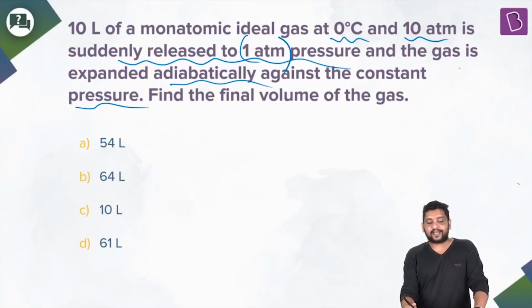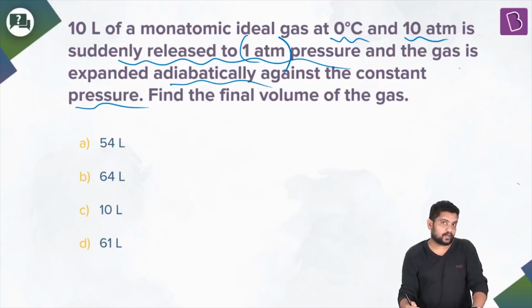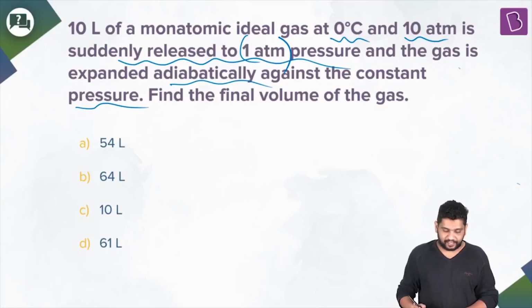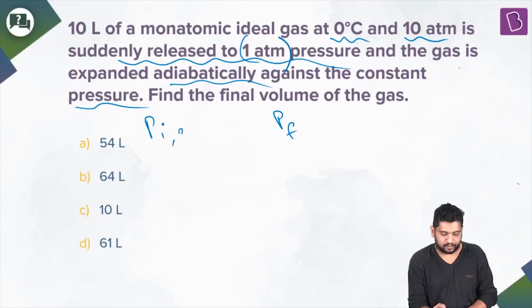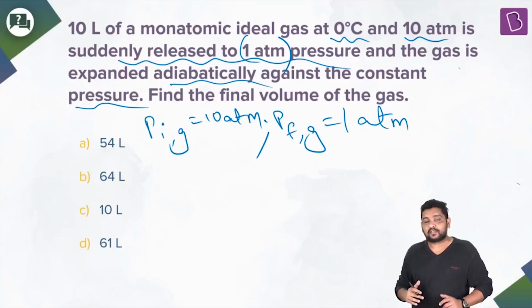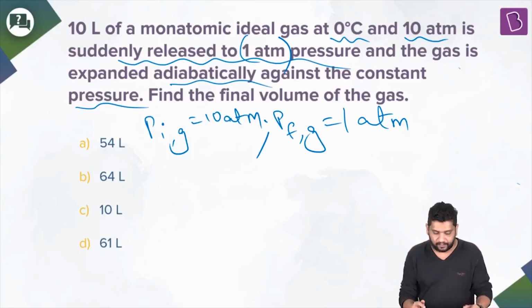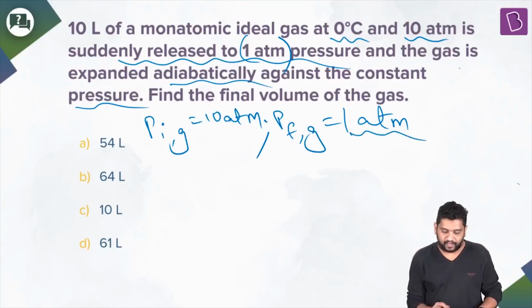So what can you see here? Of course, the gas pressure was originally 10 atmospheres. The gas will keep on expanding till the pressure inside becomes 1 atmosphere, right? Obvious, right? So P final is going to be 1 atmosphere. P initial of the gas is 10 atmospheres. P final of the gas will be equal to 1 atmosphere. Why? Because that is the external atmospheric pressure, right? So the gas expands as long as its pressure is greater than 1 atmosphere. So yeah, the final pressure of the gas is going to be 1 atmosphere.